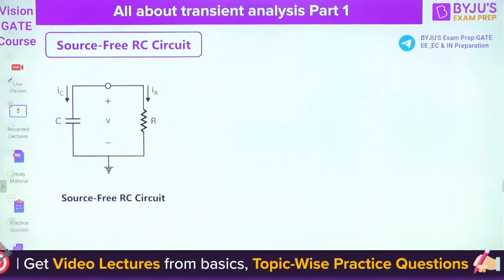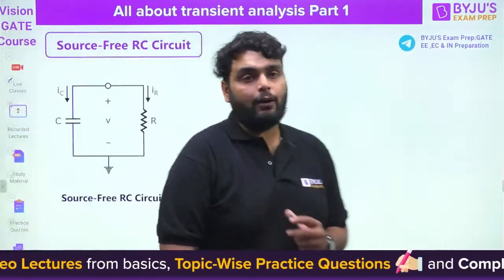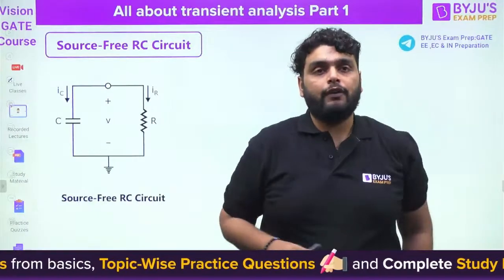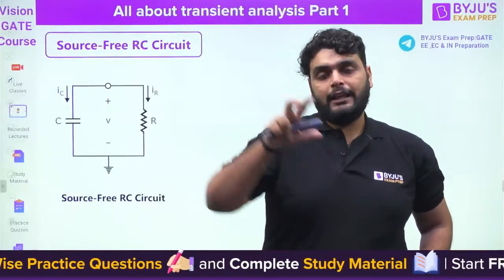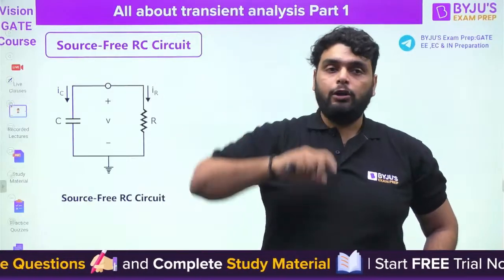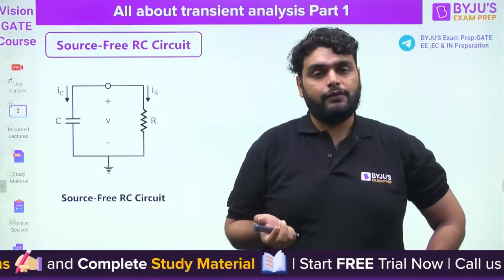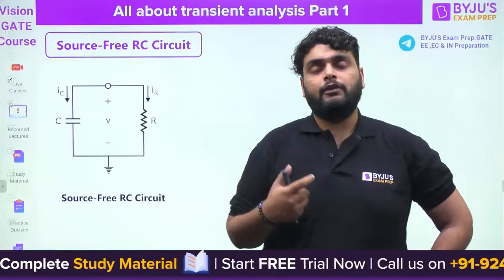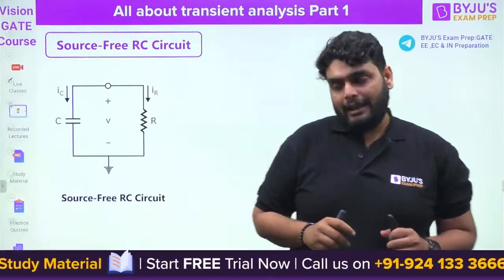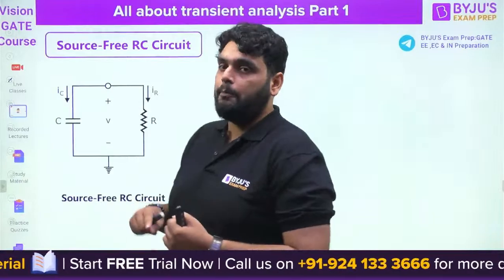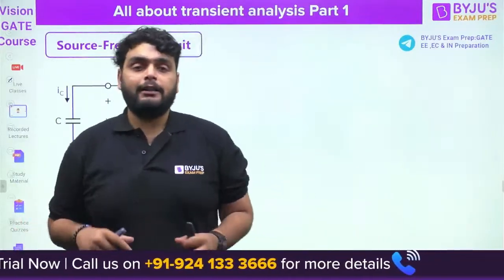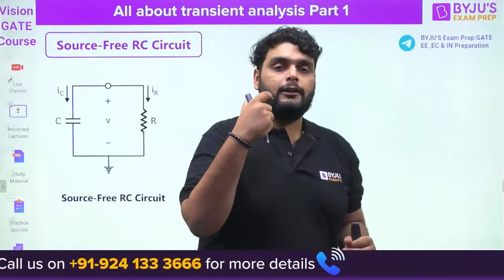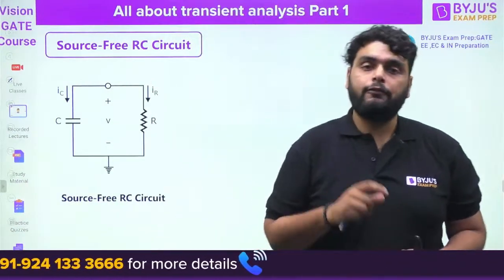So first we will have a source free RC circuit. We need to find out the capacitor voltage here. Here, you can use the concept that I gave you in the chart earlier. Also, you can use the concept of partial differentiation, or the concept of Laplace transform. I'm telling you that Laplace transform or partial differential is applicable for every network, but the shortcut formula is only applicable for the first order circuit.